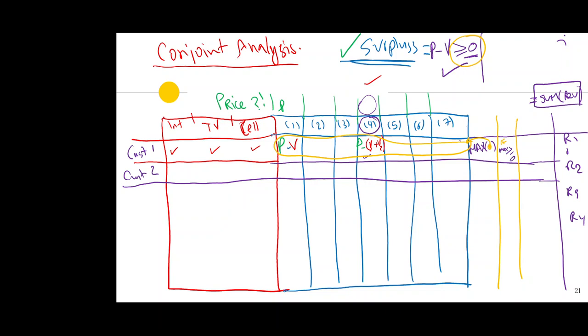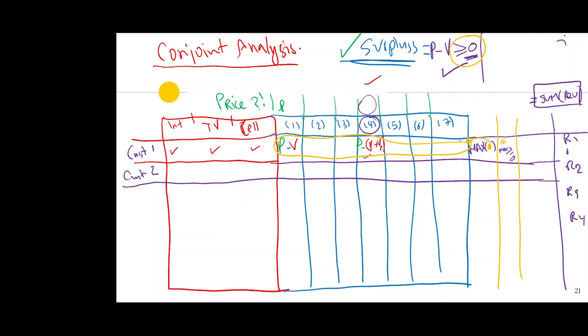This 0 is the surplus. When I have a surplus of 0, actually there will be a purchase. You understand what I'm saying? If the surplus is greater than or equal to 0, the surplus is 0, that doesn't mean revenue is 0. Actually, it means there is revenue. If it's greater than 0, there is revenue. But if it is less than 0, there is no revenue. So if it's less than 0, the revenue will be 0, no revenue. If it's greater than or equal to 0, there will be revenue.